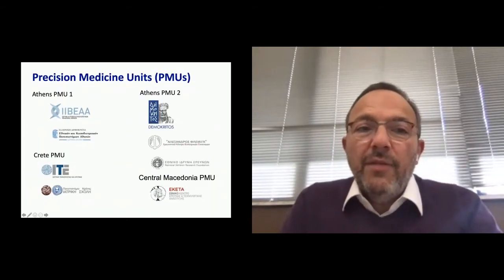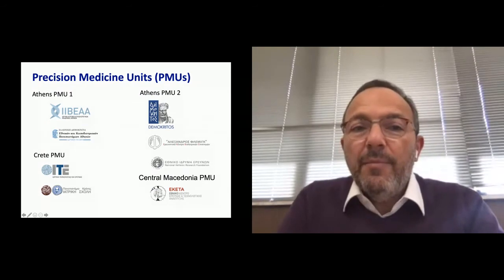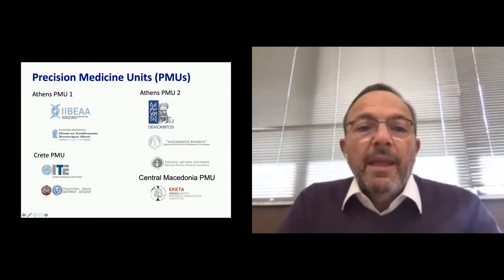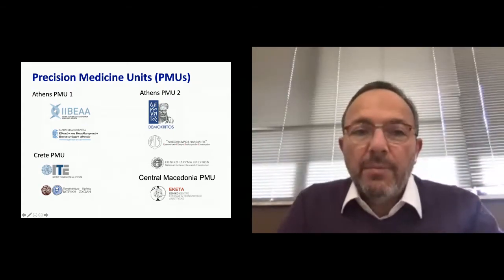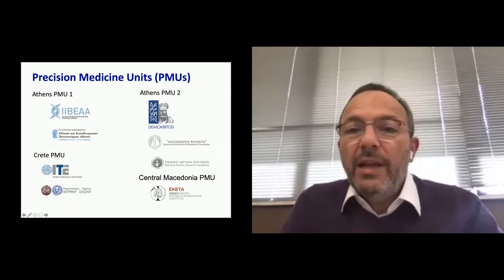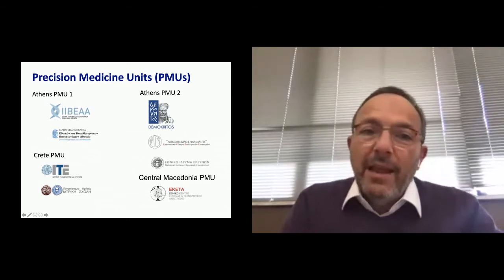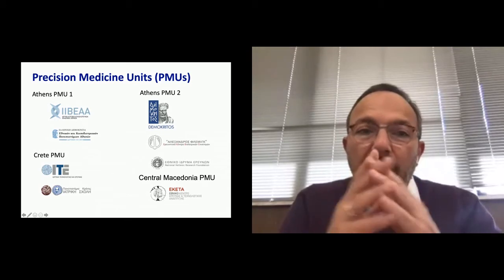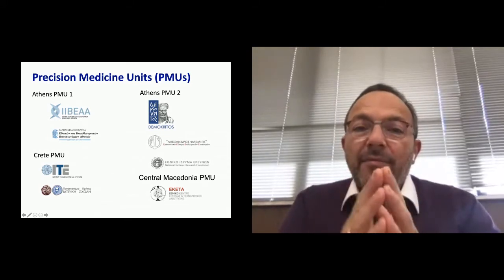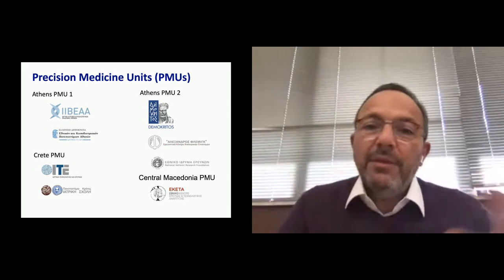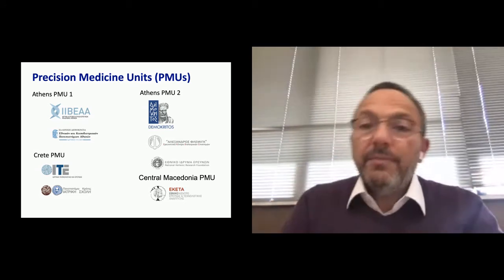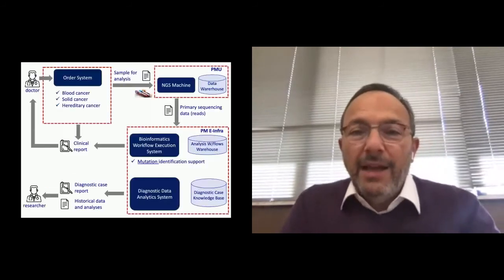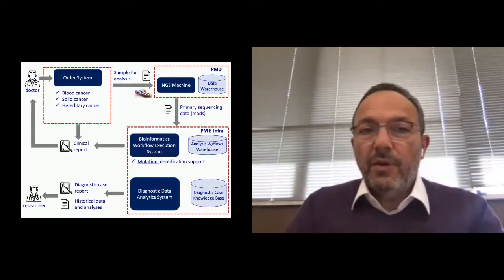The idea is that you have 4 precision medicine units, the medically oriented institutions that are participating: 2 in Athens, 1 in Crete, and 1 in Central Macedonia. And these 4 units matter because of geography, where am I going to send my sample, but also because of specializations. And that is the flow of how things work out.